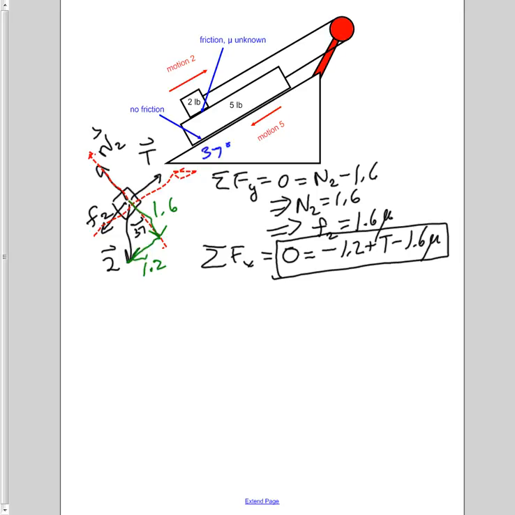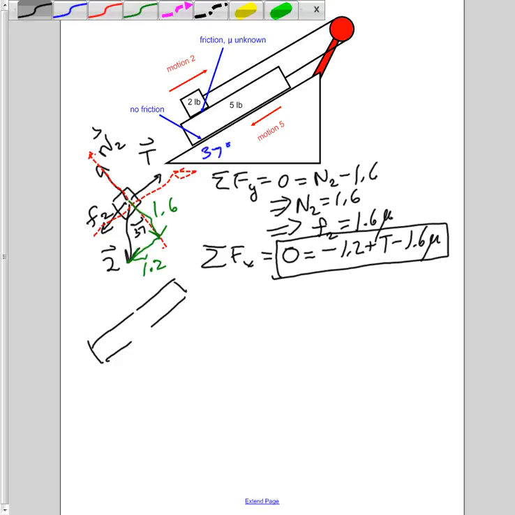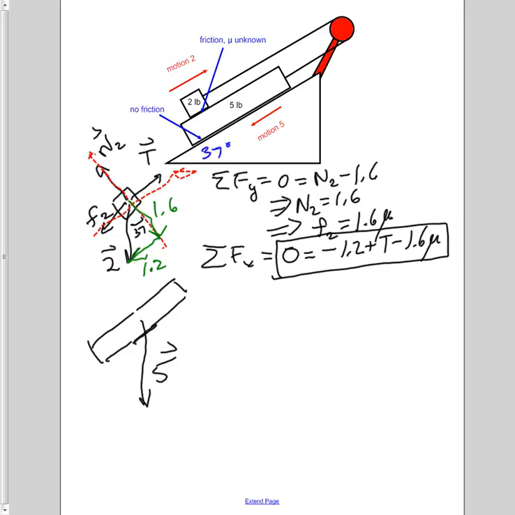So let's extend the page here a little bit, and let's choose the only other obvious body to choose, which would be the 5-pound object. So, what are the forces on this guy? Well, there's his own weight, which is 5 down. There is a normal force on him due to the surface that he's sliding on, which I will call N sub 5.